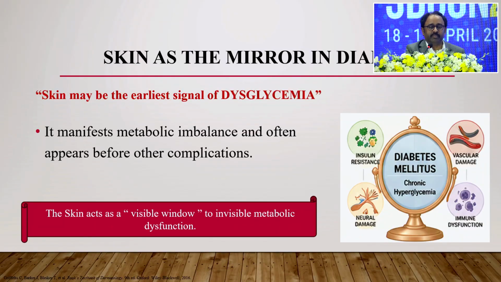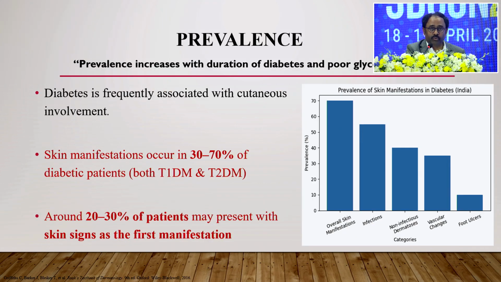Skin is the mirror in diabetes, one of the earliest signal organs of dysglycemia. So it acts as a visible window to the invisible metabolic dysfunction of any form, right from hyperinsulinemia and insulin resistance to ongoing diabetes. Prevalence globally is high, but in diabetes almost 30 to 70% of diabetic patients, in both type 1 and type 2 diabetes, have this burden. Among them, 20 to 30% may have skin signs, chronically, even with controlled diabetes, due to immunodysregulation.